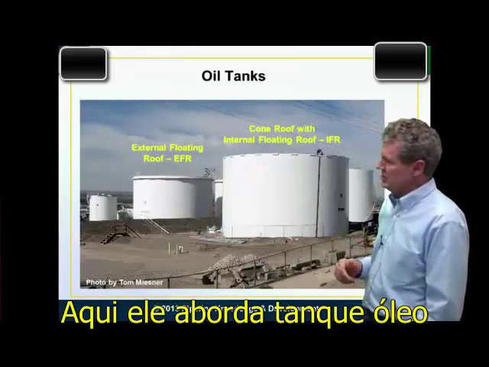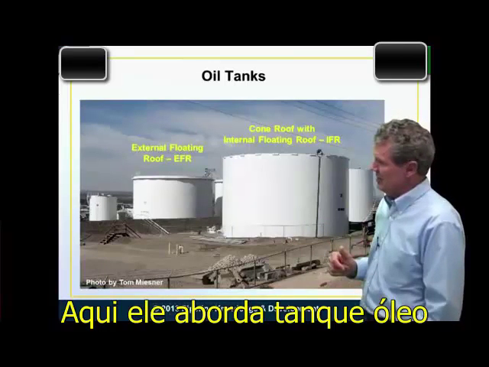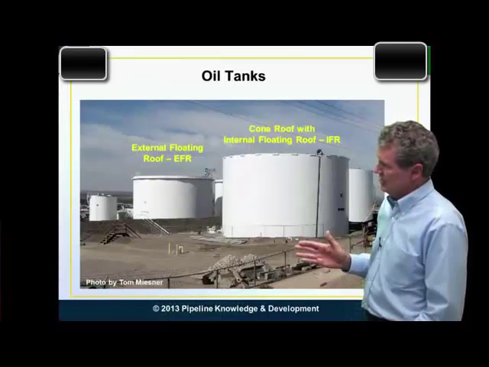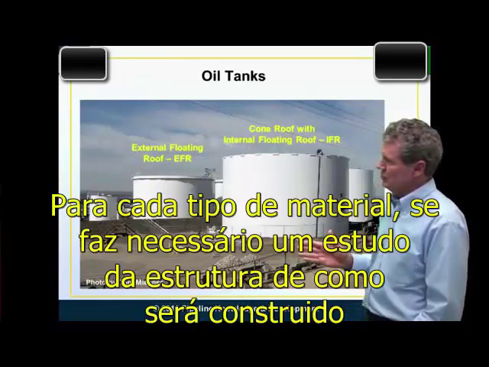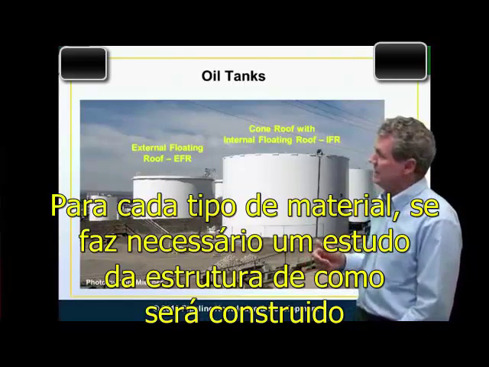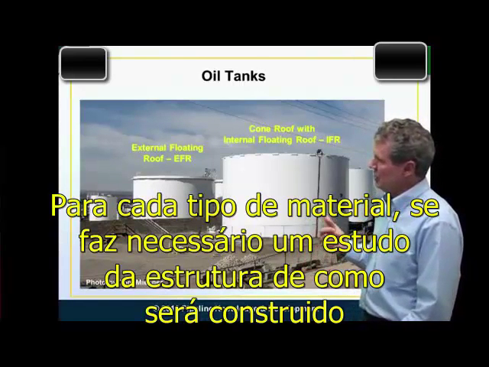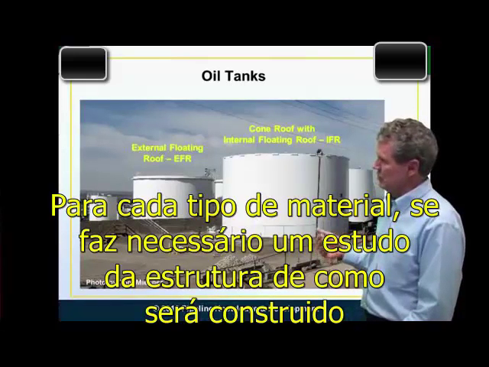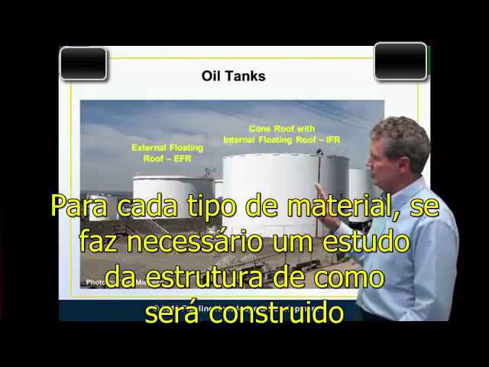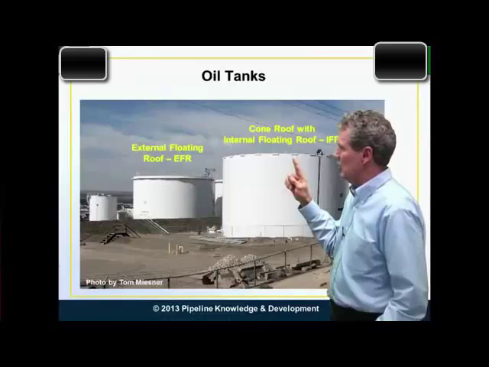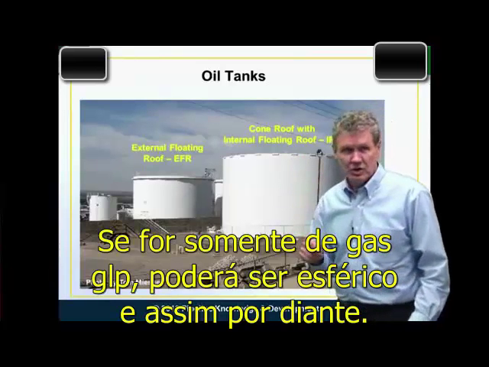Picture of a couple tanks here, very standard in a refined products terminal. If you look on the left, we have an external floating roof tank, EFR, and over here on the right, we have a cone roof with an internal floating roof, an IFR. If you look at this cone roof tank, you can see up here there are little openings that look like vents, and those are what they are.